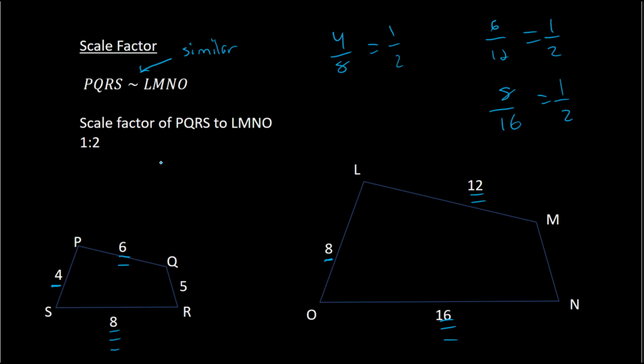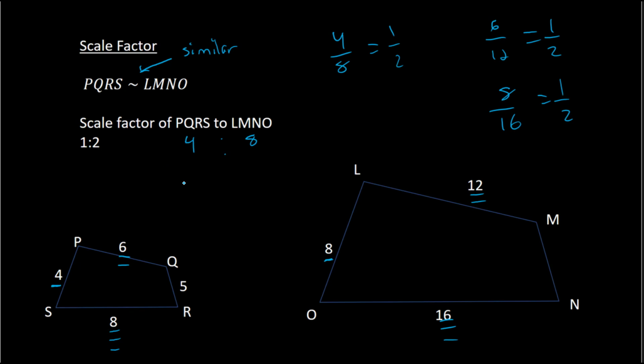Now, take note that the order does make a difference. So the scale factor of PQRS to LMNO means I take a side from PQRS. So we take the side like 4 or 6 or 8 and then put that on the top, or put that on the side like this. And then to LMNO, this quadrilateral over here, we pick the corresponding side from this shape. And if we look at the 4, the 8 corresponds with it. So 4:8 would simplify to be 1 to 2.